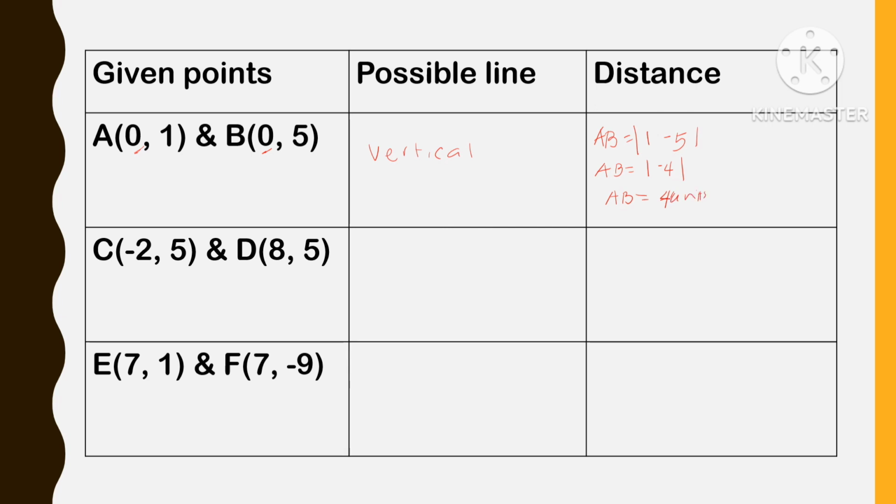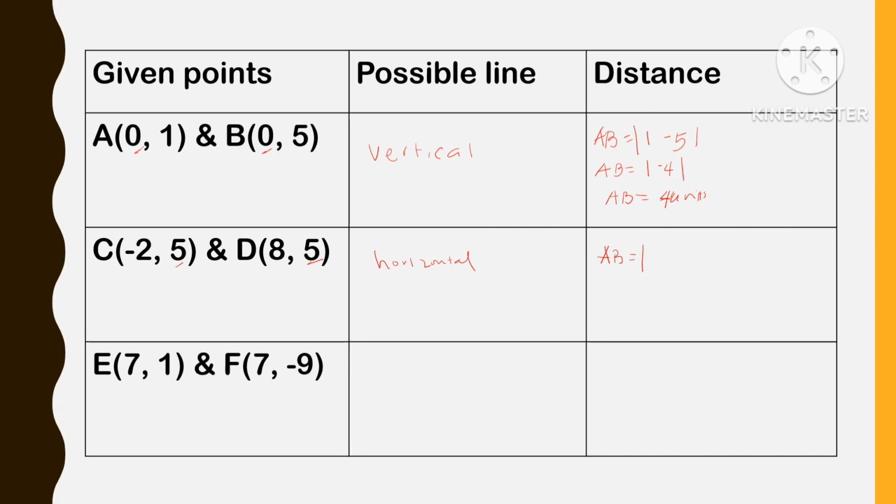Next, example number 2, point C and point D. Point C has negative 2, 5 as the coordinates, and D has 8, 5. So, what are the coordinates that are identical? The 5 and 5. Since they have the same y-coordinates, it means they form a horizontal line. Since it formed a horizontal line, then we could get the difference of its x-coordinates.